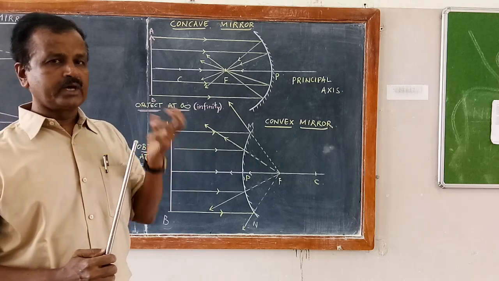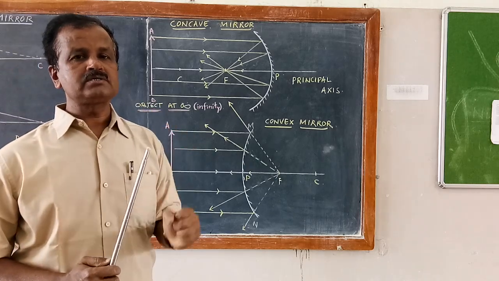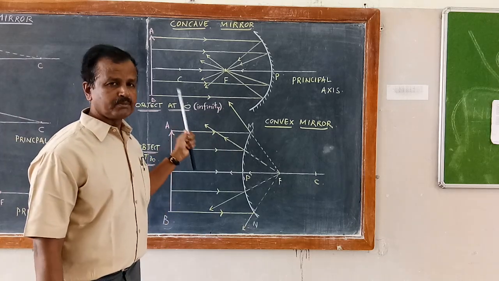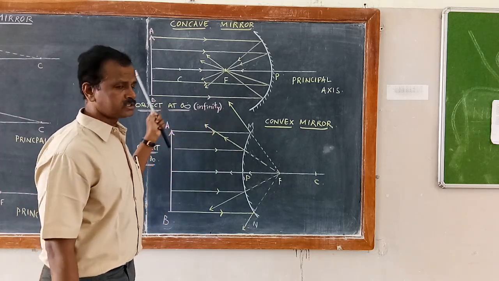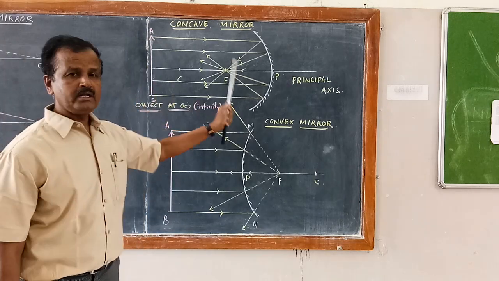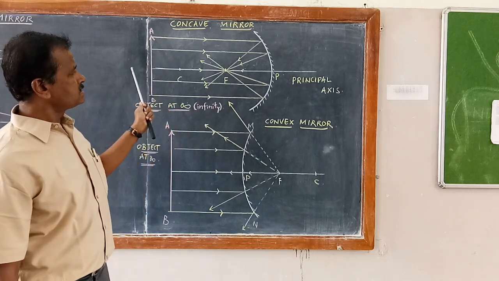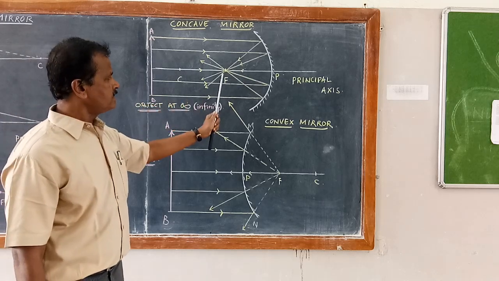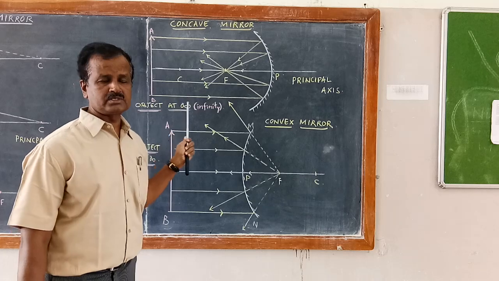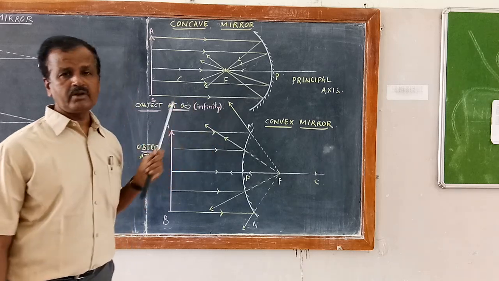In those cases we have to follow the sign conventions strictly. Objects should always be placed towards the left side of the mirror, so the object distance will be negative. And if images are formed on the same side, the image distance will also be negative. And the focal length, if it is towards the left side, is also negative.